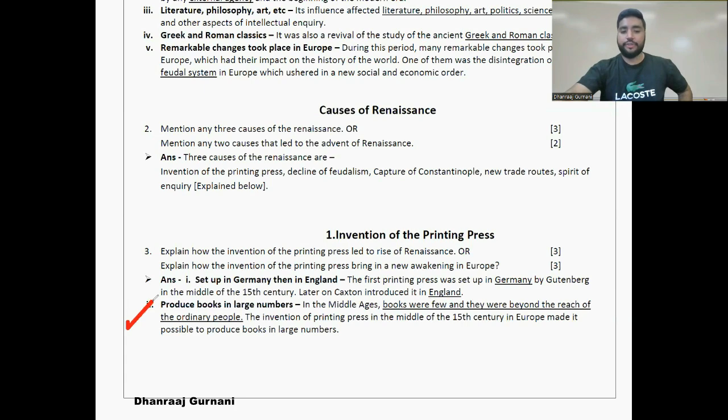Point number 2, produce books in large numbers. Now the fact that there was a printing press, books could be produced in large numbers. In the Middle Ages, books were few and they were beyond the reach of the ordinary people. The invention of the printing press in the middle of the 15th century in Europe made it possible to produce books in large numbers.